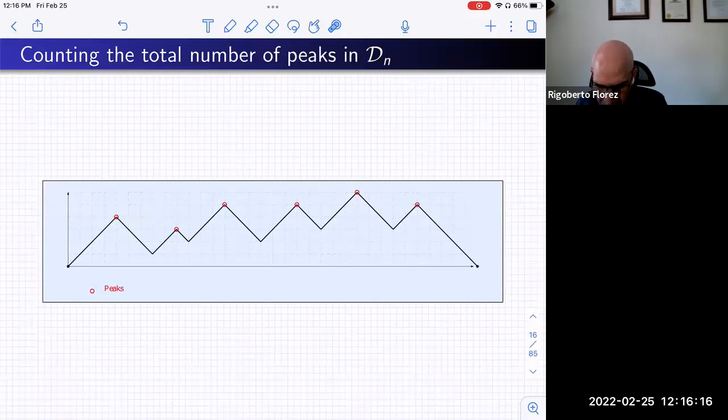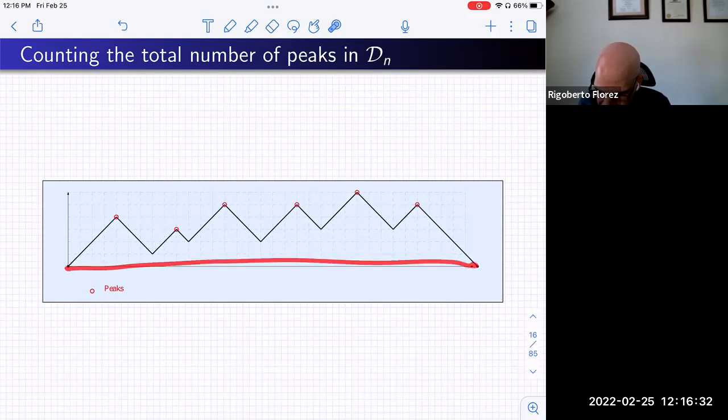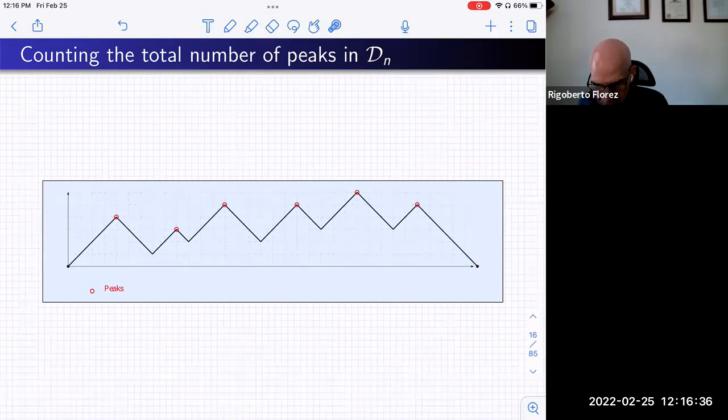A question that we can ask is, for example, how many peaks are there? In this Dyck path, we say 1, 2, 3, 4, 5, 6, but we are not interested in just one path. We are interested in all paths of the same length, right? So how many peaks are there given a length? Let's say length 10. How many peaks are there in all those paths?